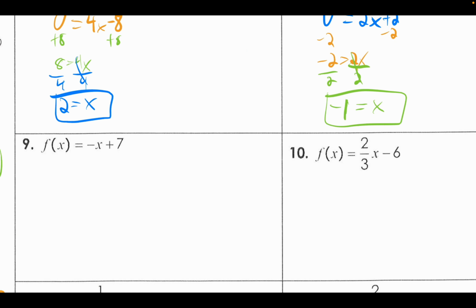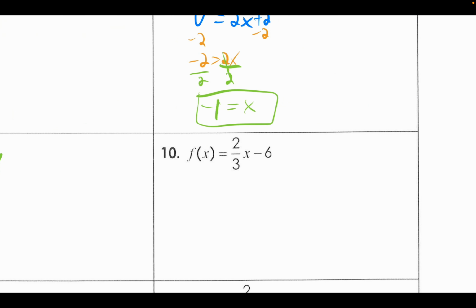On number 9, once again, replacing f of x with 0, or the y value with 0, it's the same thing. Here I could either subtract 7 or I could add x. Either way, you're able to get the correct answer, but I like to keep it positive. And x equals 7. And I already have it solved. Had I subtracted 7, I'd have to go to an additional step to multiply or divide both sides by negative 1.